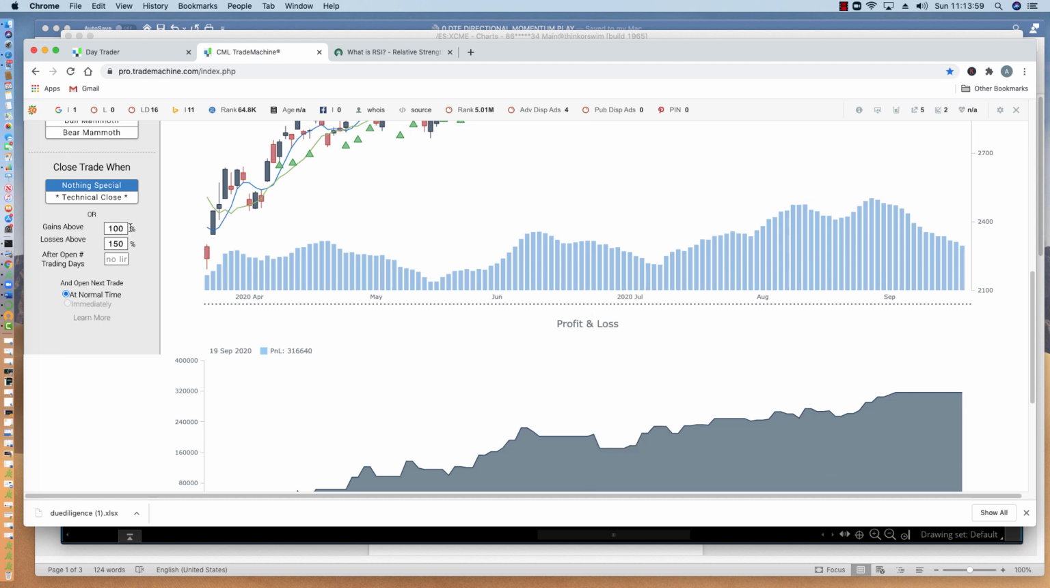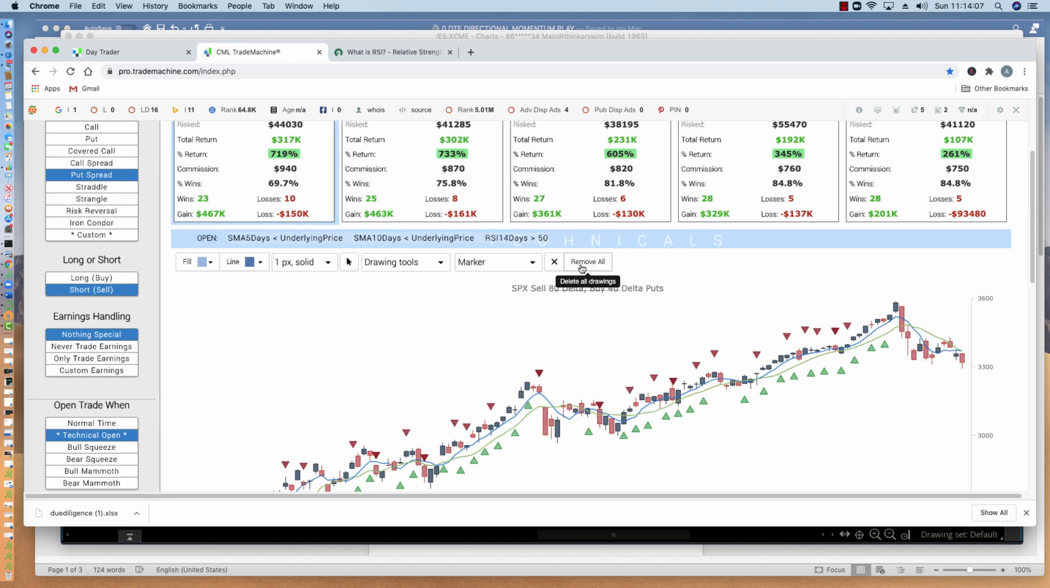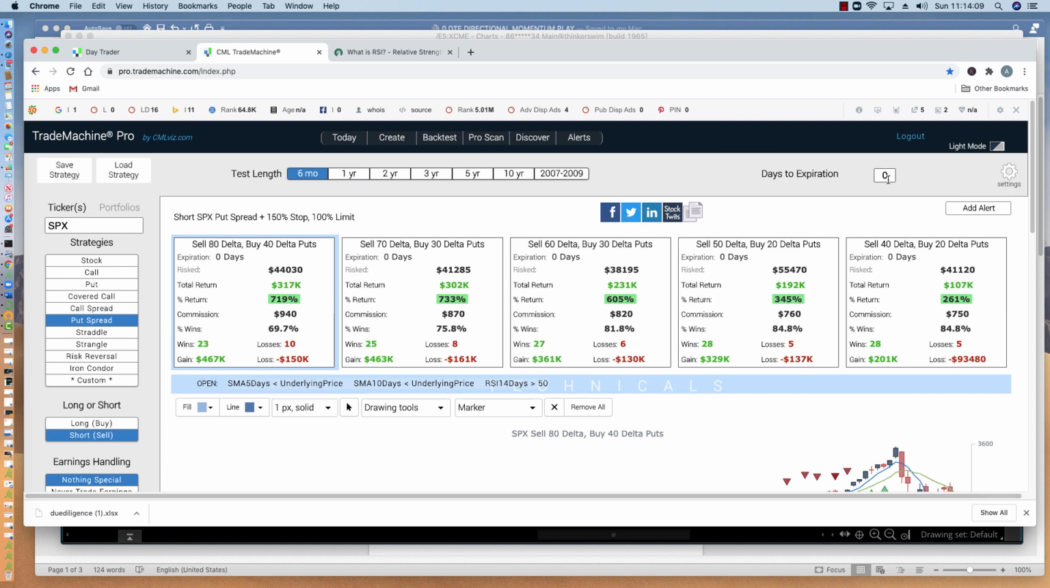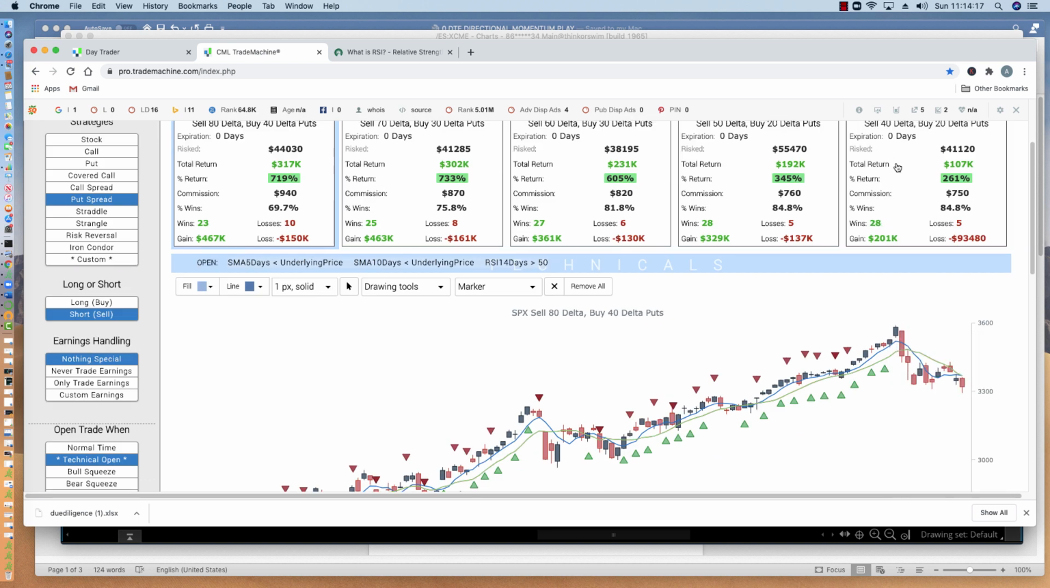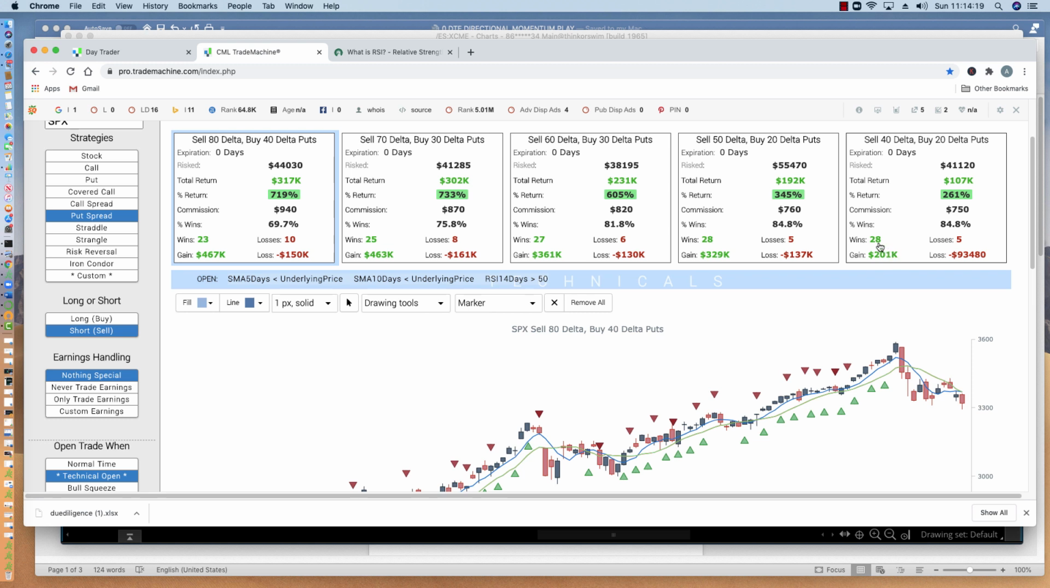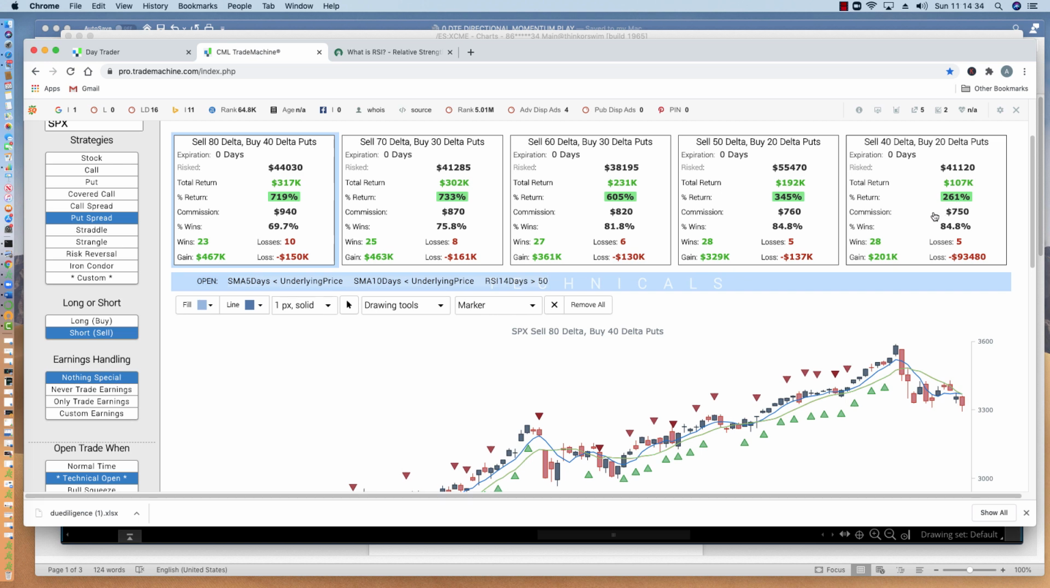We exit if the net gain is 100%, and/or if it loses more than 150% of the net credit. The days to expiration is 0. On the 40 delta, there were 33 occurrences over the last 6 months. You won 84% of the time with a total return on risk of 261%. That's amazing.